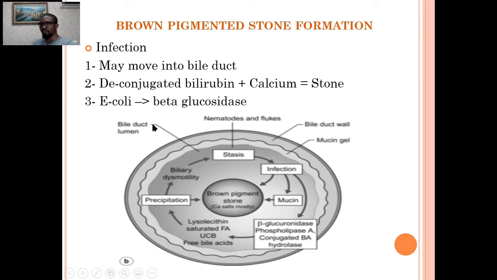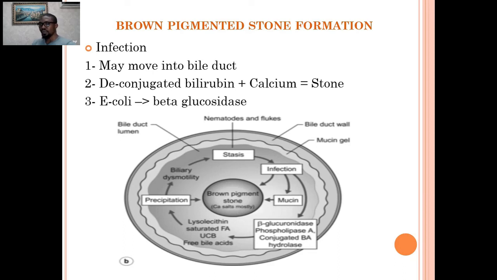A bacteria, for example, E. coli, will cause gallbladder infection, which would then lead to the release of hydrolytic enzymes, particularly beta-glucuronidase. Now, these hydrolytic enzymes will go ahead to hydrolyze already conjugated bilirubin and phospholipids. The bilirubin then becomes deconjugated and then moves out together with phospholipids to mix with the calcium ions. Now, the mixture will then harden to form a stone, that is the brown stone. And this brown stone gets its color from the hydrolyzed bilirubin and phospholipids.